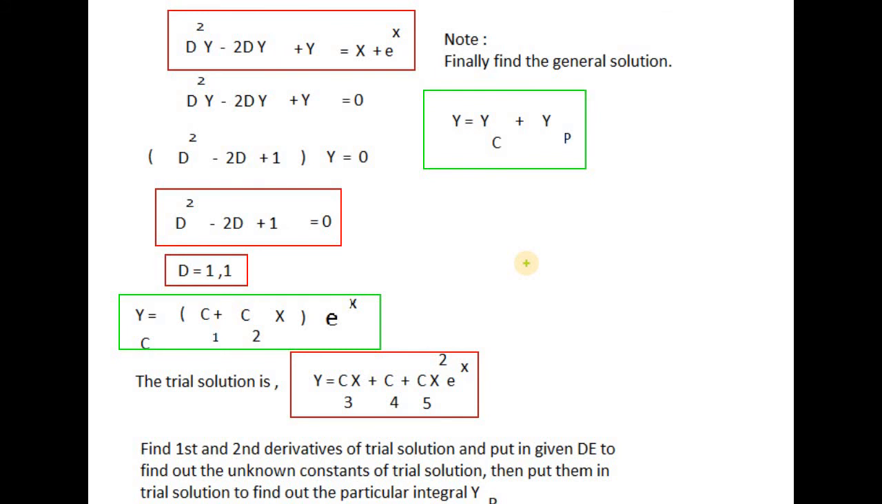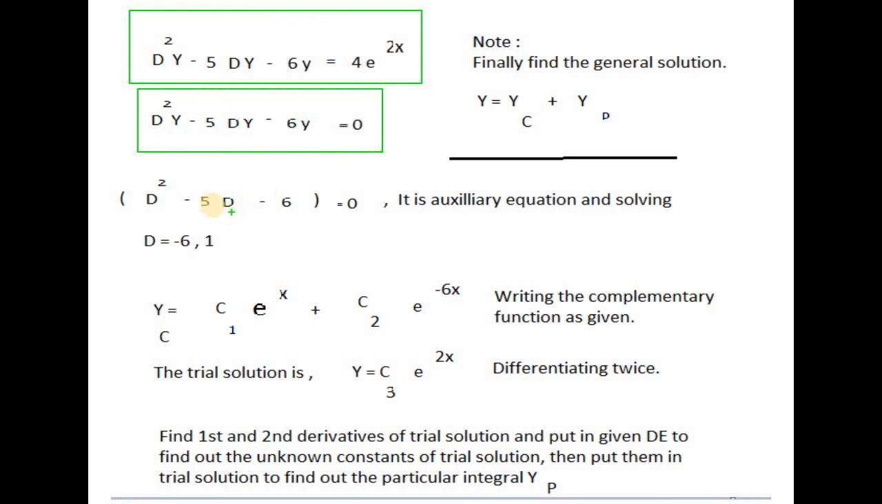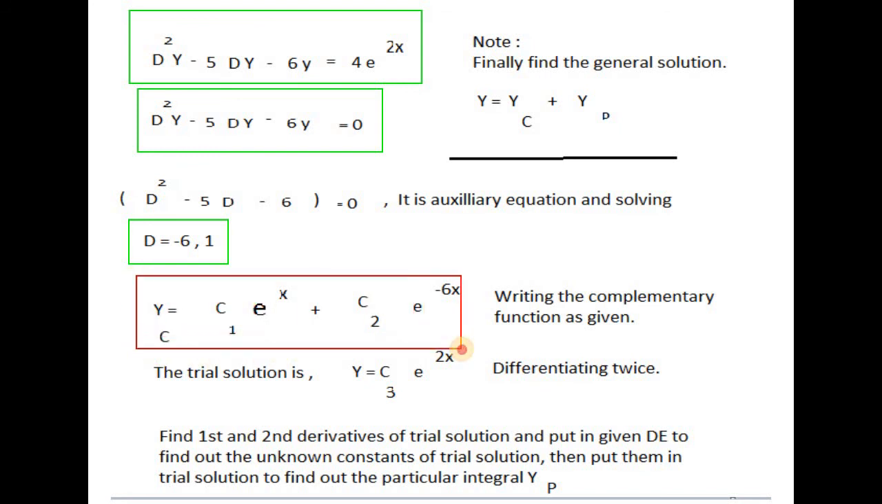Now we come to the next slide. Here we have another question. This is a second order non-homogeneous linear differential equation. This is the corresponding homogeneous differential equation. This is the auxiliary or characteristic equation. These are the roots, and these roots will exist as e power x, e power minus 6x in the complementary function. This is our complementary function.